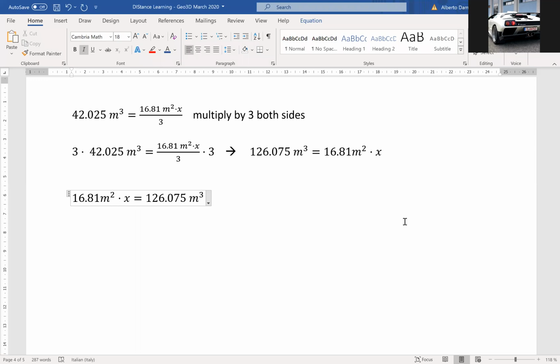Any suggestion in the chat on what to do now? Yes, somebody has found the solution already, which is 7.5. That's correct, because what I need to do now is simply to divide by 16.81 cubic meters. And so this is what I get.